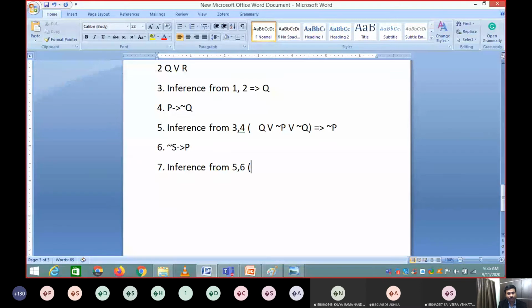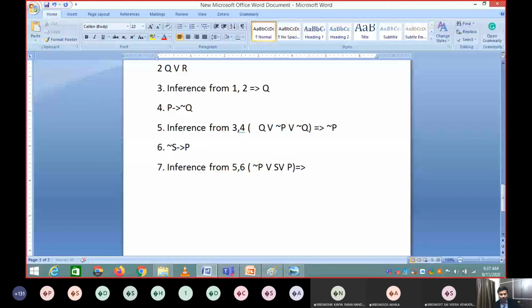Negation of P was already there in the fifth statement. You can combine with resolution if you wish to, or you can apply the rule also, because the rules are already there. So S or negation of S, you will get a P here. So from this, the inference you can get is yes.